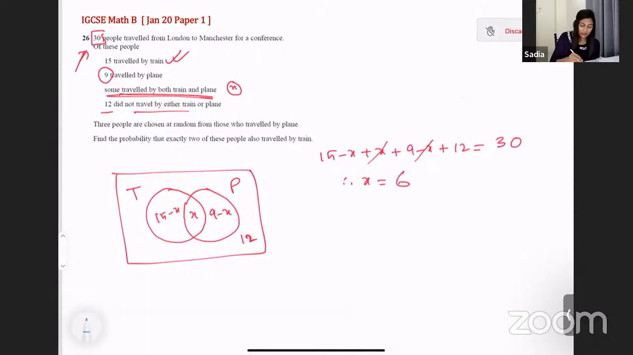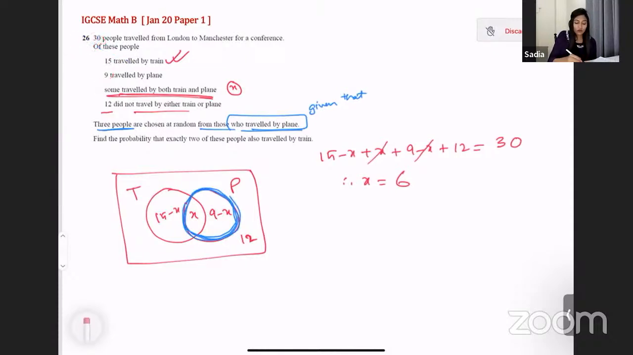Next, in this question, 3 people are chosen randomly from those who travel by plane. So this is kind of a given situation, it's already mentioned we are working with the people who have traveled by plane. So you need to select from the people inside this circle P. You cannot use this 30 anymore because we are not selecting from all these people. We are actually selecting just from the plane. So this total is here. So total plane was what?